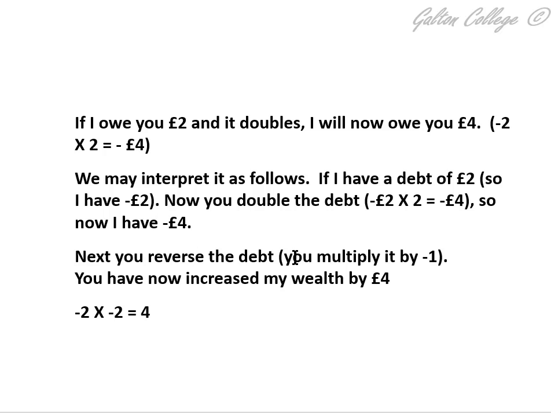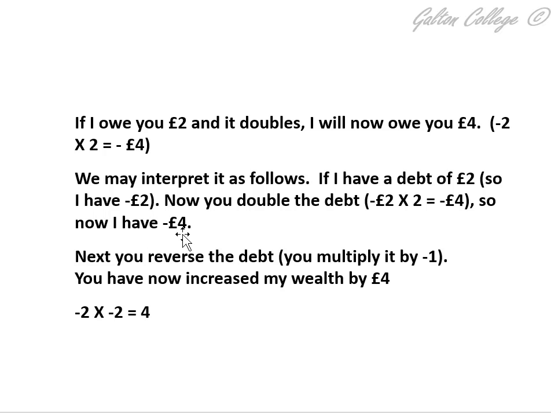If you reverse the debt, you multiply it by minus 1. You reverse it. You have now increased my wealth by £4. So minus 2 times minus 2, that is the more traditional way of looking at the minus by minus problem. And look over that carefully and you'll get an alternative explanation. It's another explanation. The one I gave you earlier is a bit more formal.